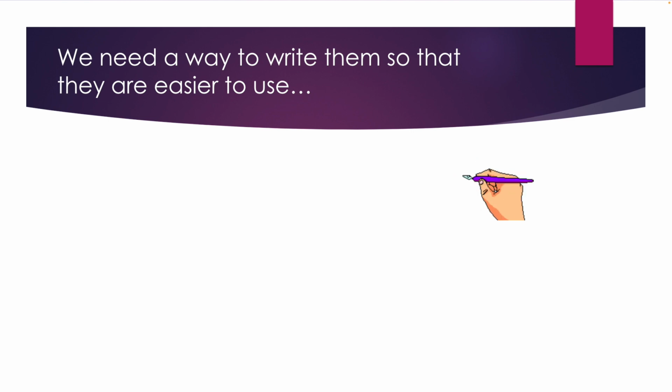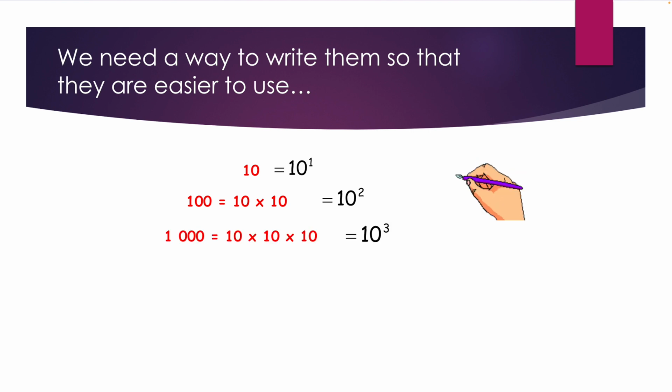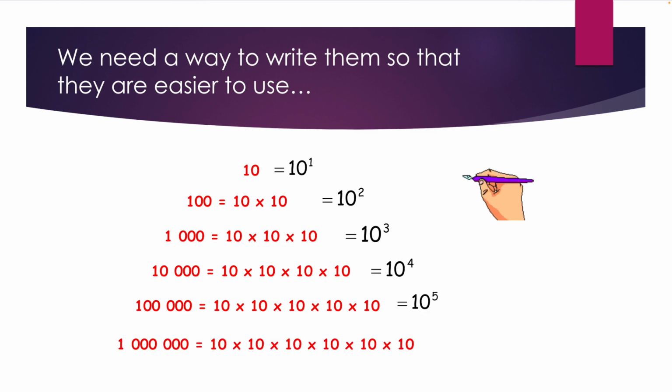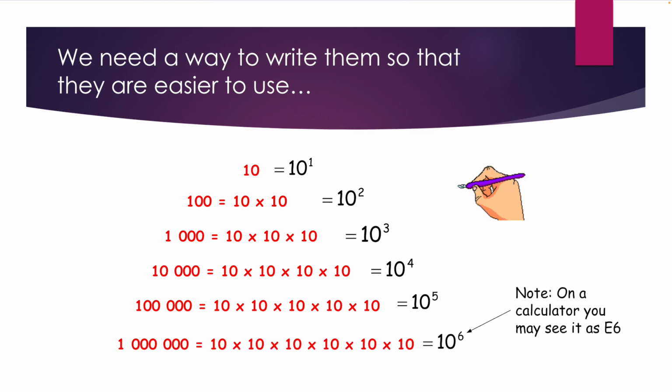Well, if we use our knowledge of powers, we can use this to help us. So 10 is 10 to the power of 1. 100 is 10 times 10, or 10 to the power of 2, because remember, powers tell us how many times that number is multiplied by itself. So 1,000, which is 10 times 10 times 10, then becomes 10 to the power of 3, and so on. Now note, on a calculator, you may see it as e to 6, and what it means is times 10 to the power of 6.